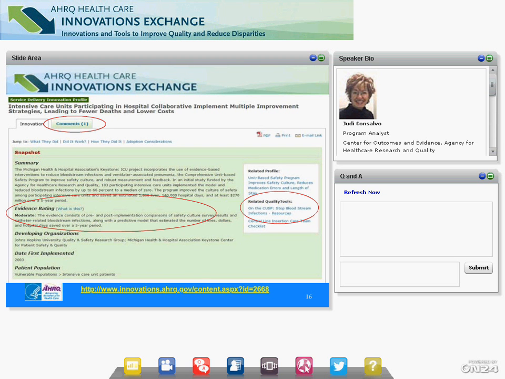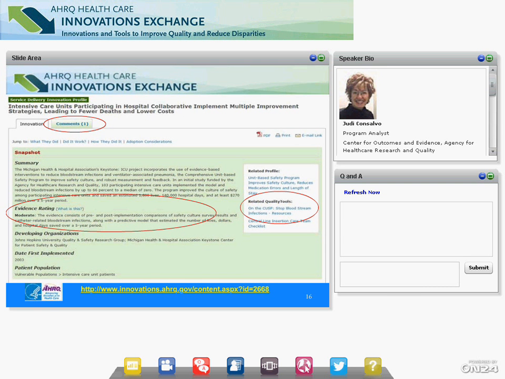Now I've highlighted some things in this particular slide to help point out a few more features. Note the Comments tab. Judy Knish will speak to this as a student opportunity later. Also note the evidence rating. In this case, it's moderate for this particular innovation. They tested it, and the evidence showed that it was moderate. This is in connection with the evidence-based practice concept of rating the evidence.